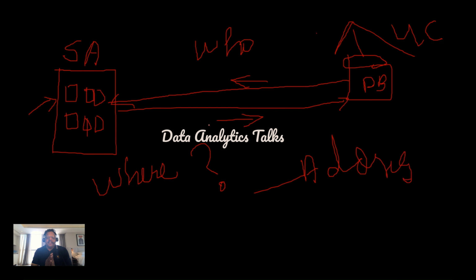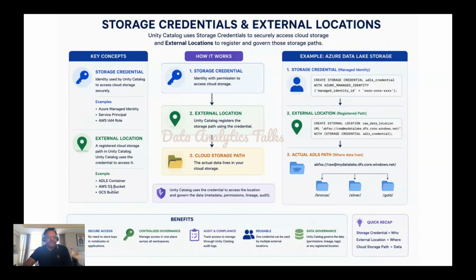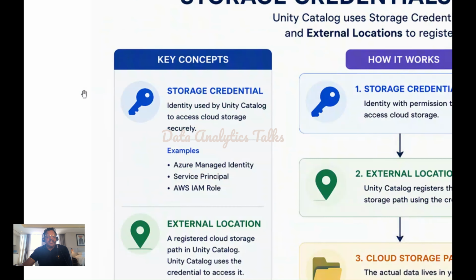So what happens here is this storage credential concept. First thing, storage credential is the who, who is accessing the storage, and the external location is where, and we also have the storage path, that is the actual data path here. It could be a folder structure, right? Actual folder. So let me go back to the slide again to understand it more from the screen itself. So first of all, we will look at the storage credential.